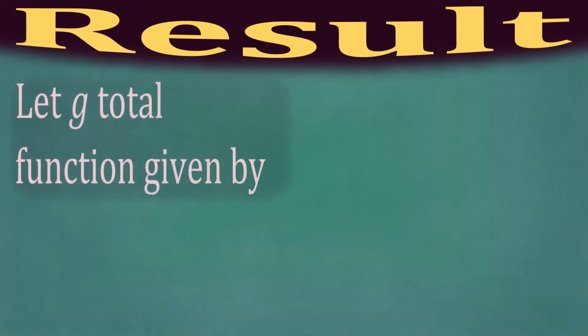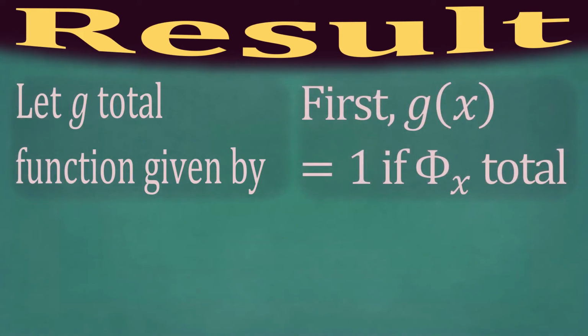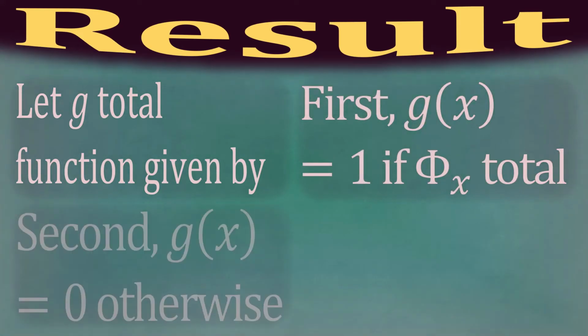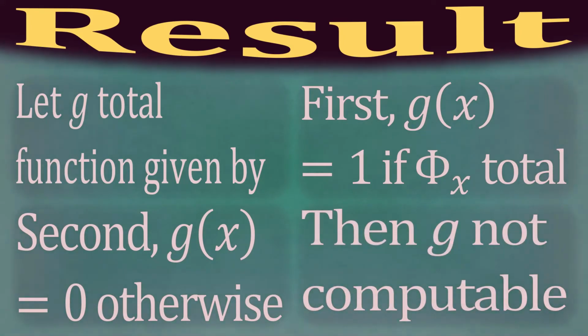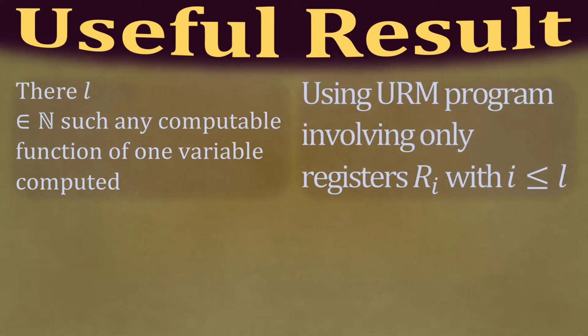Now, let's discuss a useful result. Let g be a total function given by, first, g(x) is equal to 1 if phi_x is total. Second, g(x) is equal to 0 otherwise. Then g is not computable. Also, let's give another useful result. There is some L in the natural numbers such that any computable function of one variable can be computed using a URM program involving only registers R_i with i less than or equal to L.